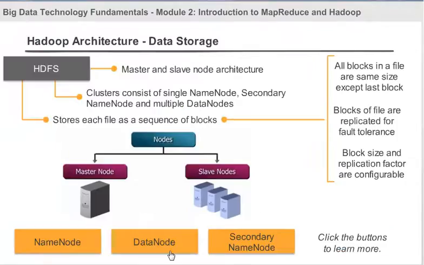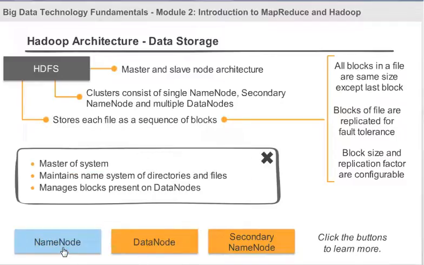Hadoop data storage is taken care of by HDFS. HDFS has a master and slave node architecture. HDFS clusters consist of a single name node, secondary name node, and multiple data nodes. HDFS stores each file as a sequence of blocks. All blocks in a file have the same size except the last block. The blocks of a file are replicated for fault tolerance. The block size and replication factor are configurable. Click the buttons to learn more.